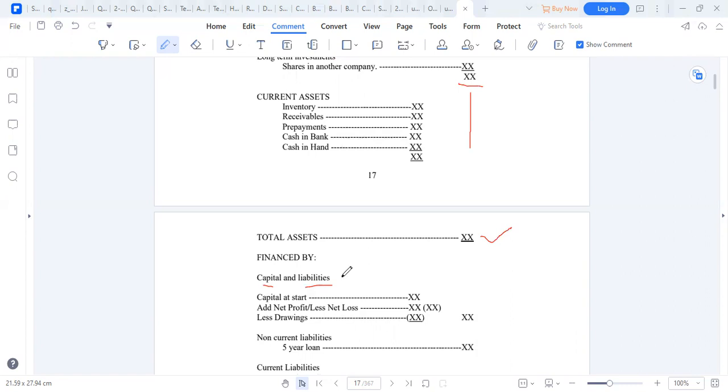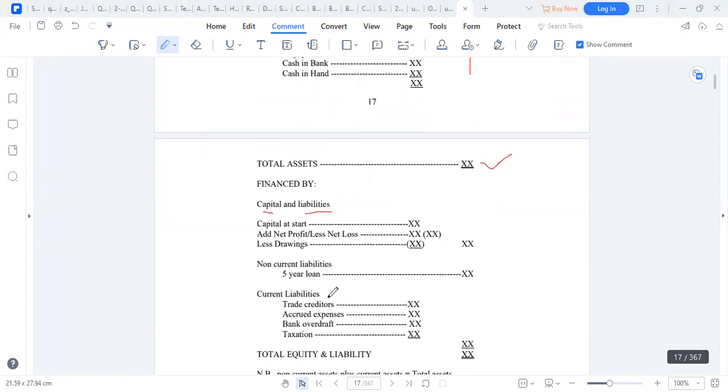All right, so we have capital at start. We add net profit, if any, or subtract loss, if any. We subtract our drawings, then the amount that we get there is our net capital. To the net capital, we add the long-term and short-term liabilities, which are non-current and current liabilities. So a 5-year loan, we add it there.